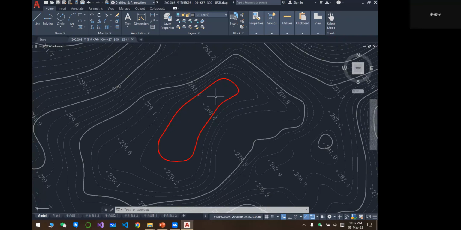So at first, let me tell you. At first, you have to check the elevation. You can see the elevation here is 268. But around this area is 279, 281, 278, and 270. So all the places are higher than this point.